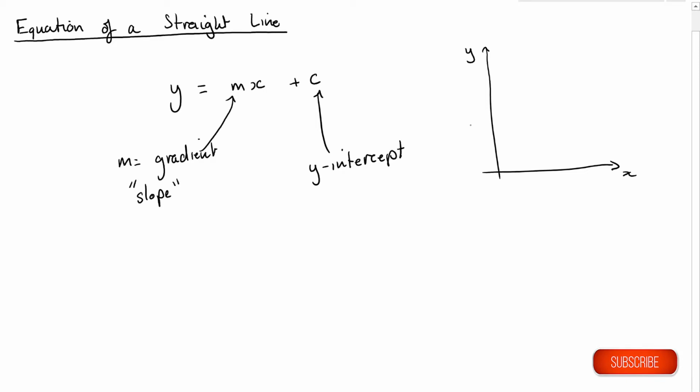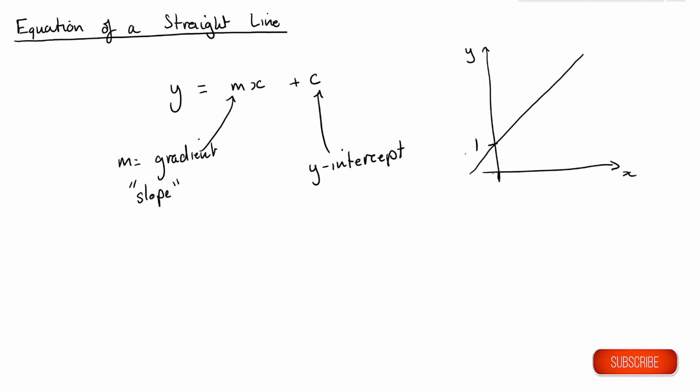So for example, if I were to draw a straight line that went through the point here that was 1, my c, I would just have plus 1 at the end of my equation. Okay, so let's take a look at a few examples.